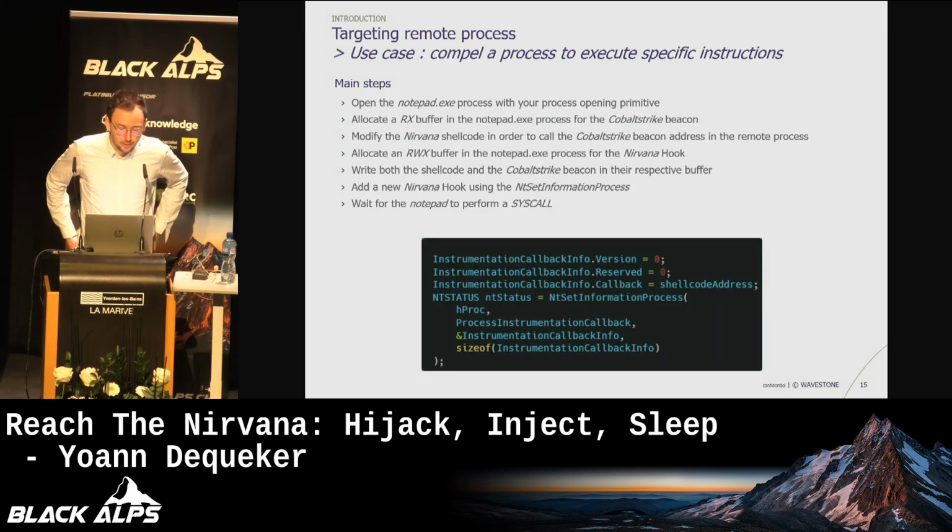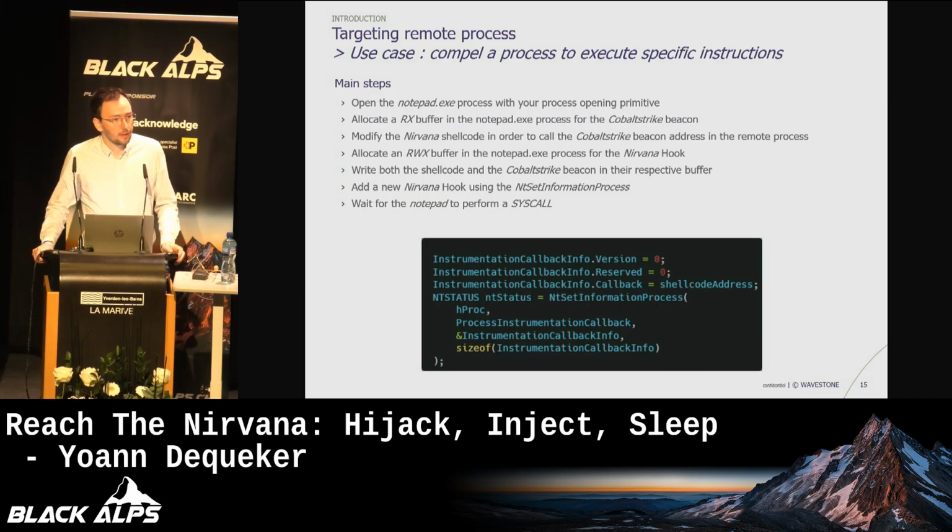So how can you do this? You target your process, for example, notepad.exe. You will allocate memory inside this process in order to write your Nirvana hook function, your Nirvana hook code. You will modify the Nirvana shellcode in order to call your Cobalt Strike beacon, which you will also have to write in your process.